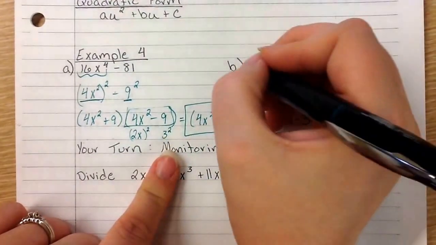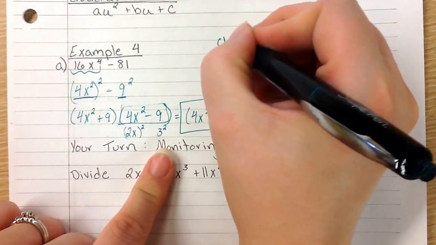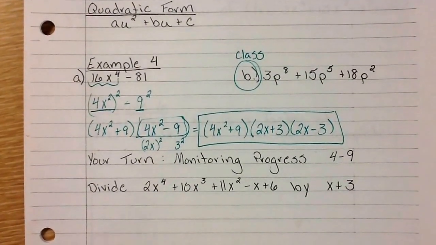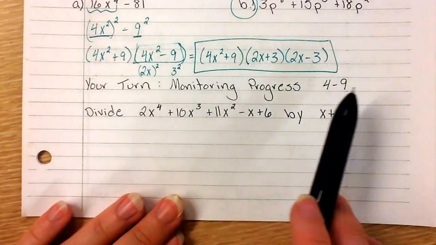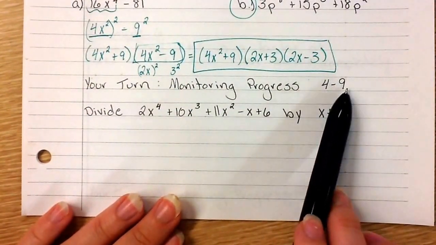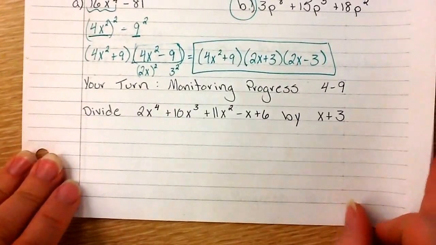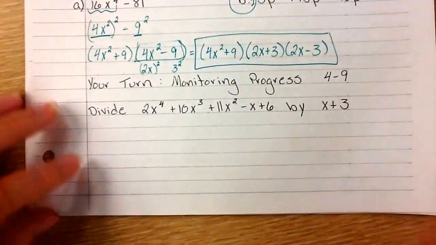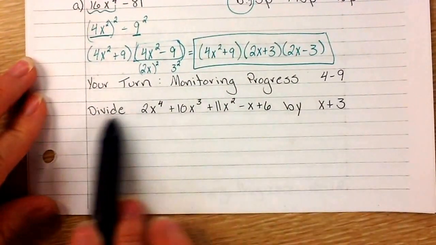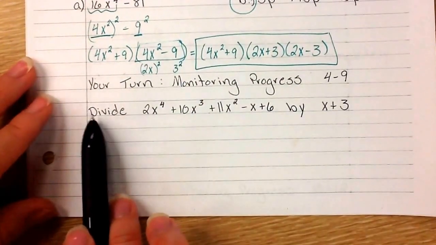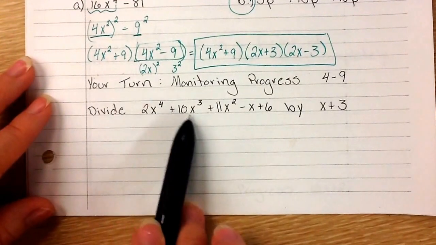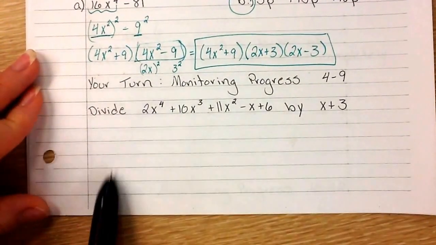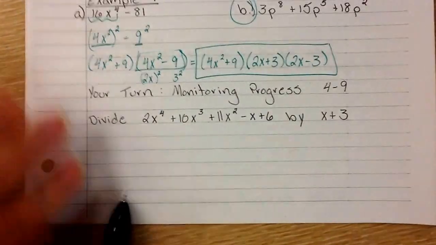Okay, I think we'll save this one for in class. That might be a good jumping off point. And now you're able to do the monitoring progress problems 4 through 9. All right, now what I'd like you to do is, before you turn to the next page, go ahead and divide 2x to the 4th plus 10x to the 3rd plus 11x minus x plus 6. I wanted you to divide that by x plus 3 and bring that to class ready to discuss.